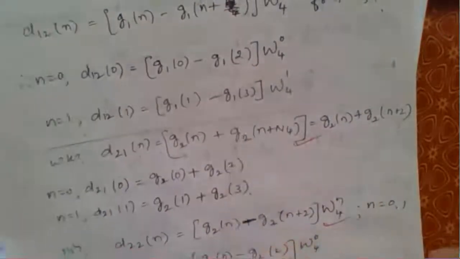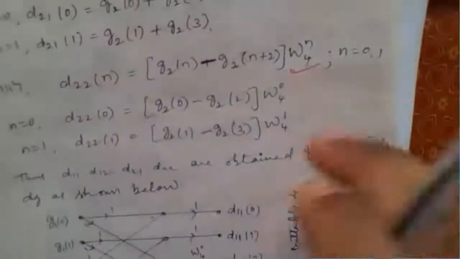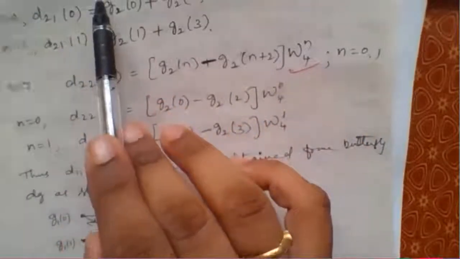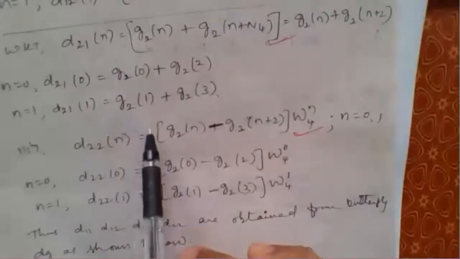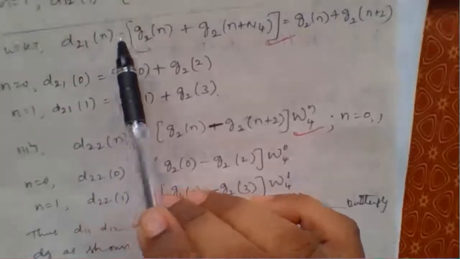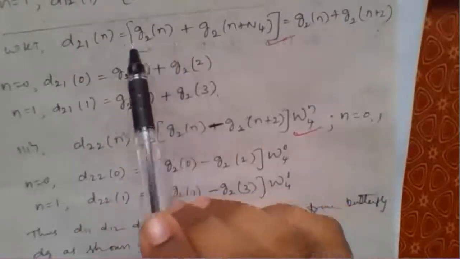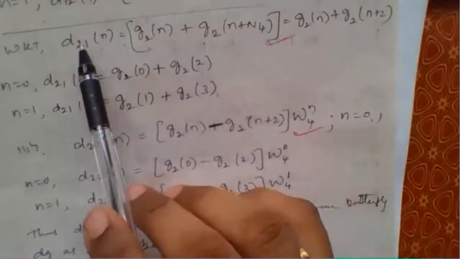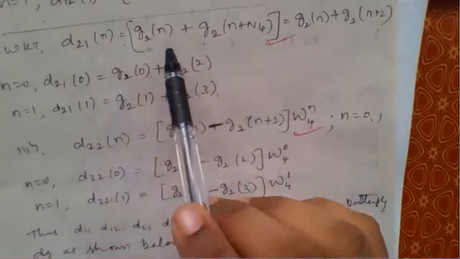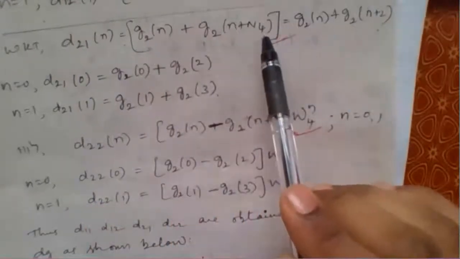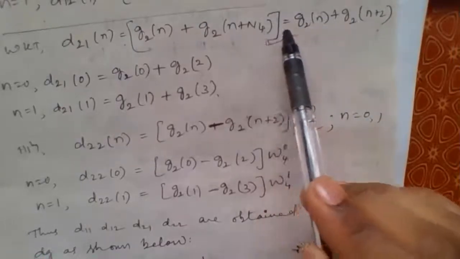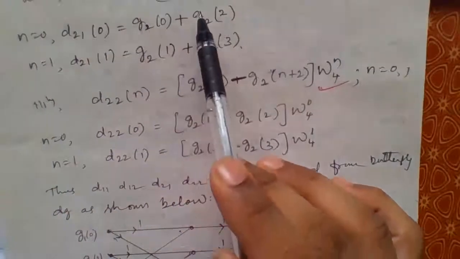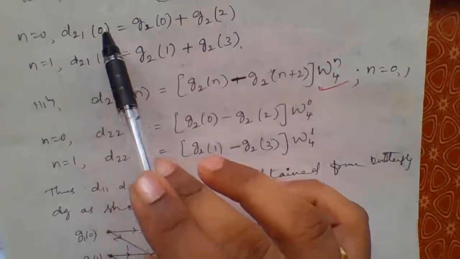Before drawing the complete signal flow graph, we need the equations for the G2 part also. So now we are writing the D21 and D22 equations. What is D21 of n? It is G2 of n plus G2 of n plus n by 4. All D2 calculations are done with respect to the G2 part. Again substitute 2 here, n plus 2. Again put n equal to 0 and n equal to 1 and generate two equations. These are the additions, called D21 of 0 and D21 of 1.